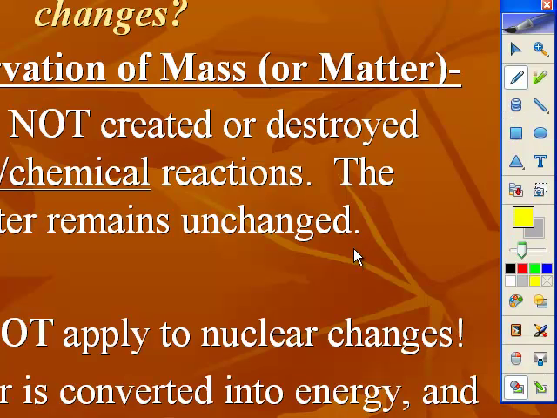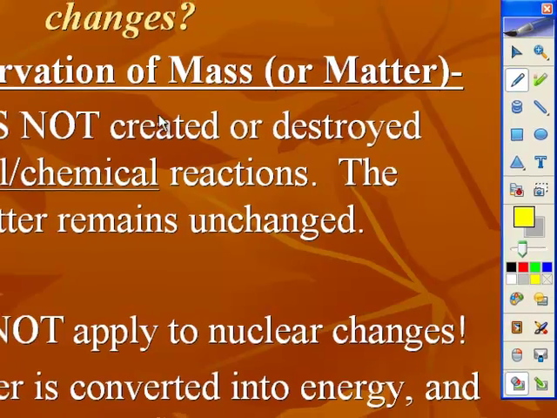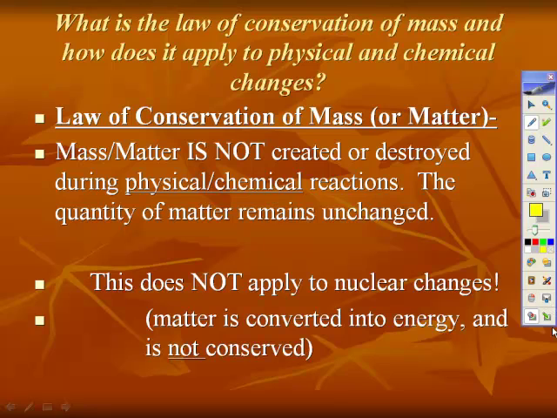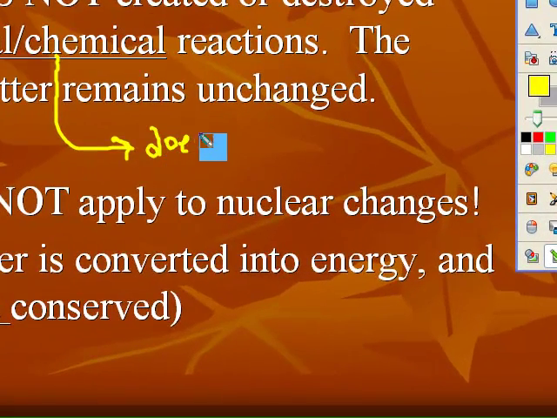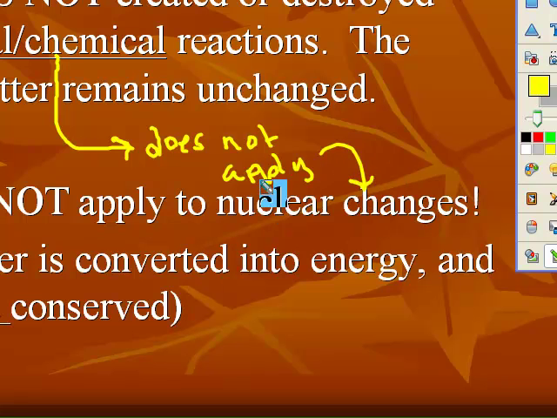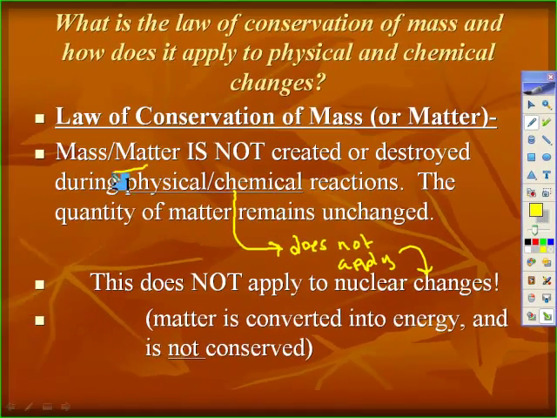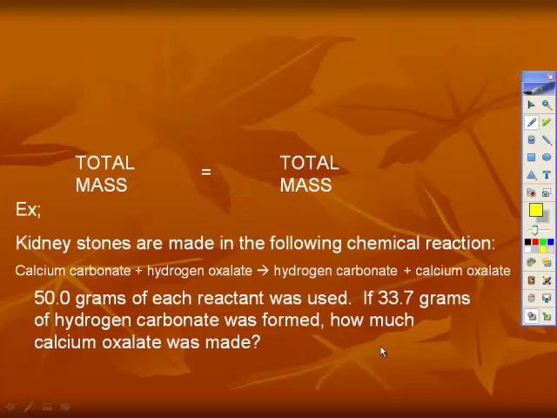Moving on to the law of conservation of mass. The statement of the law is this: mass, matter is not created or destroyed during physical and chemical reactions. The quantity of matter remains unchanged. Now, physical and chemical, notice that it does not apply, and it says this again down here, to nuclear changes. So we are talking about the law of conservation of mass only for physical and chemical changes. So the mass that I start with should be exactly equal to the mass that I finish with in a physical or chemical change.